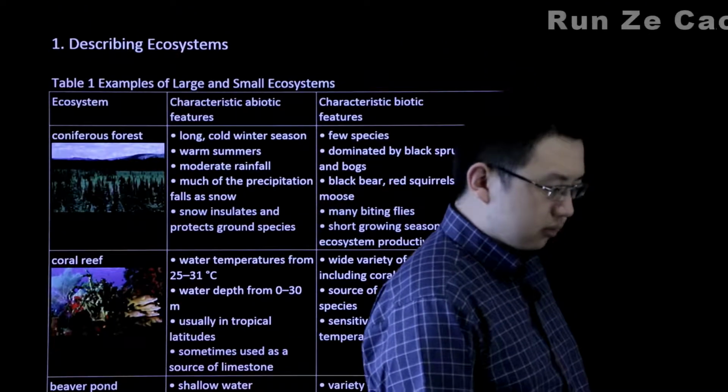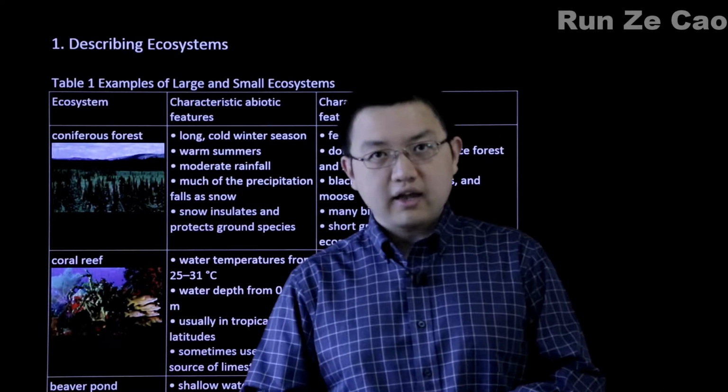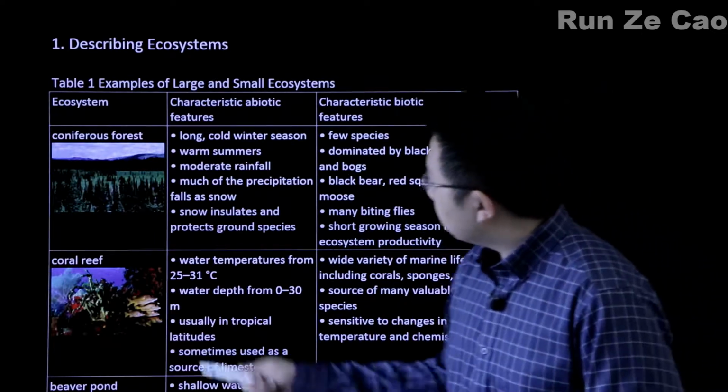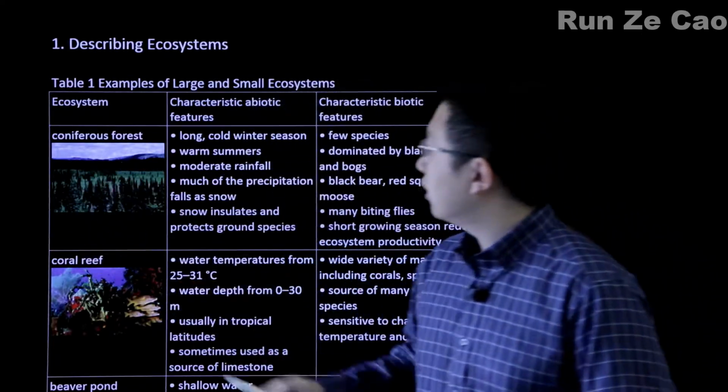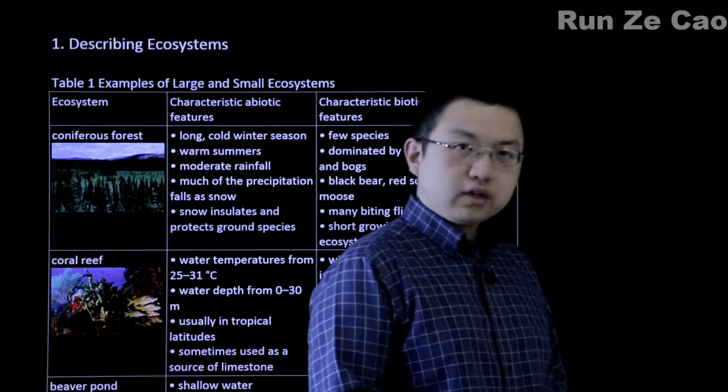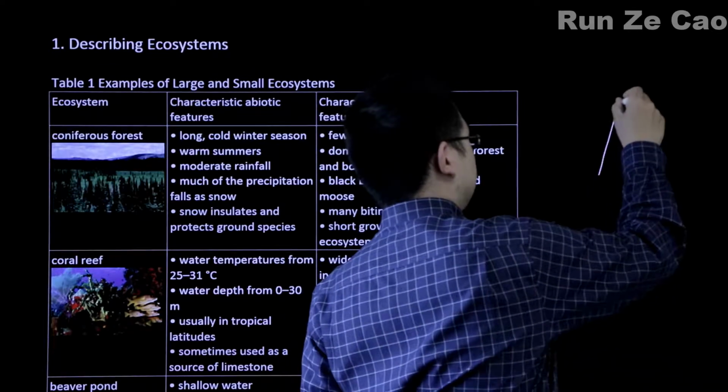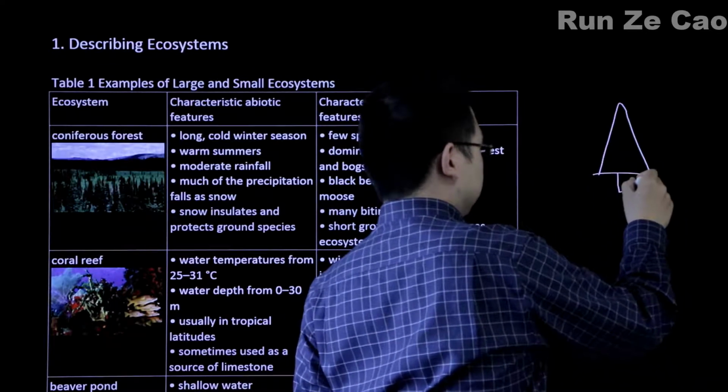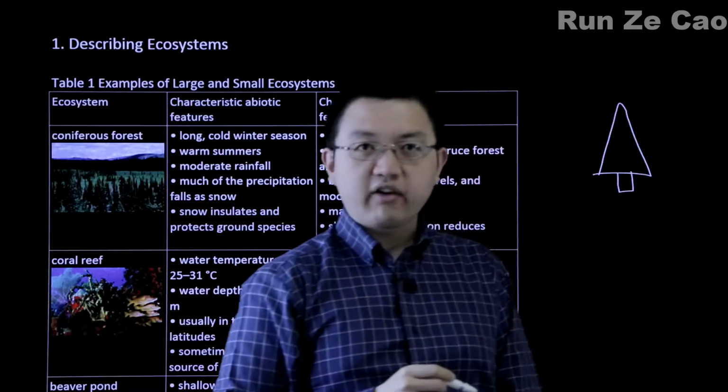Alright, so ecosystems come in all sizes and descriptions. So here we see coniferous forest. The trees all look kind of pointed. There's a reason people draw coniferous forest as trees looking kind of pointed.